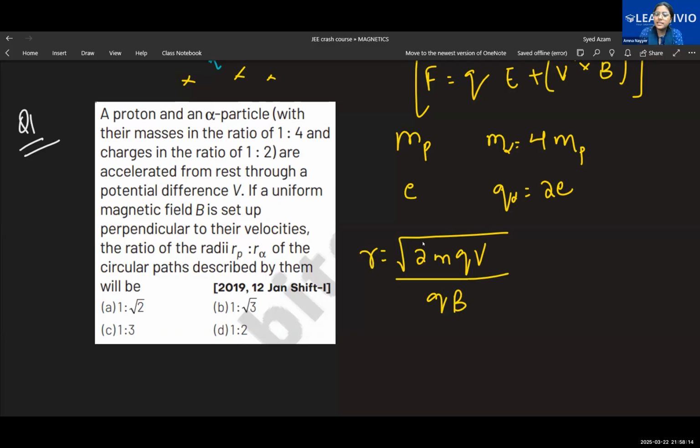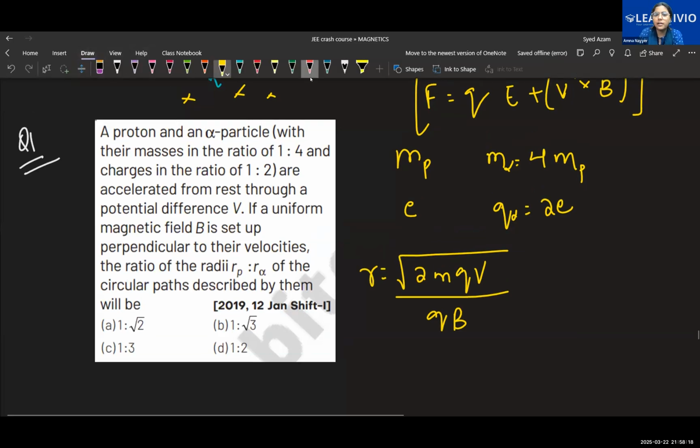See the dependencies. 2 is a constant. You need not write, 2 will be eliminated anyways. Masses are different, so yes, it depends on the masses. Charges are different, so it will depend on the charge. Potential is the same, the question says that the potential is the same. So potential won't change. Charge will change.